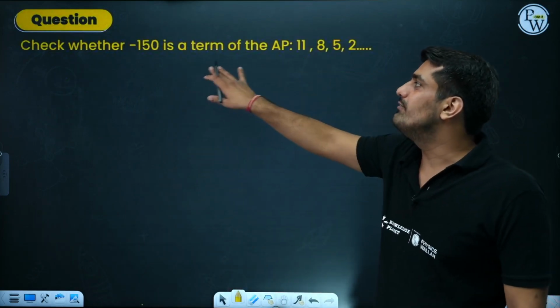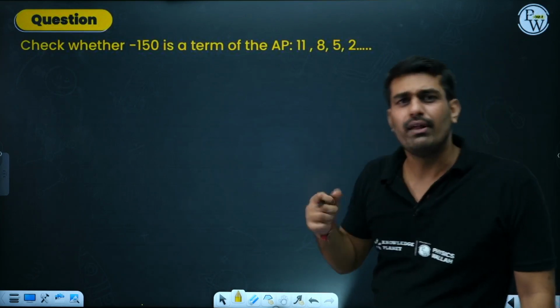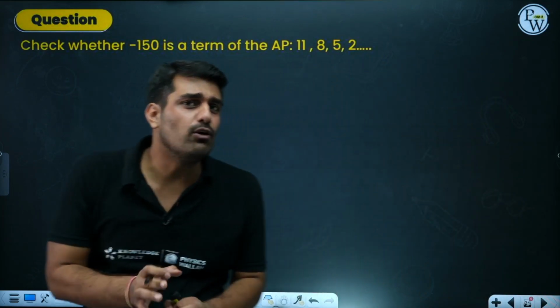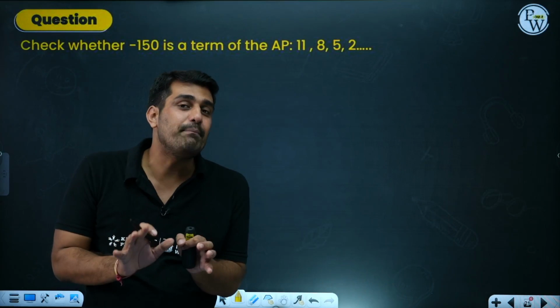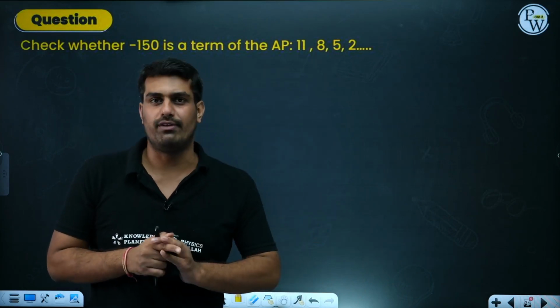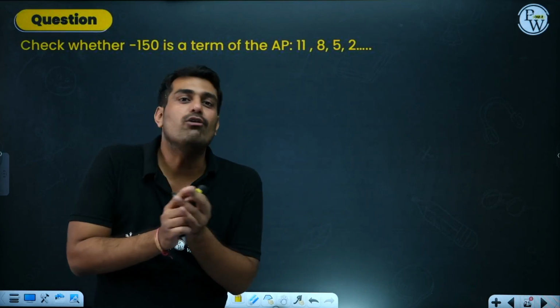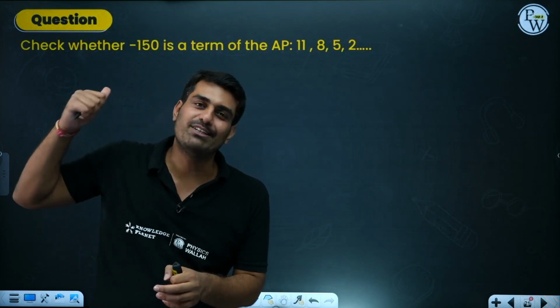Check whether minus 150 is a term of an AP or not. Interesting question. Same formula we know. We need to find whether the AP contains this given term, minus 150. In the previous question, I found out the value of n. It has a direct linkage with this problem.